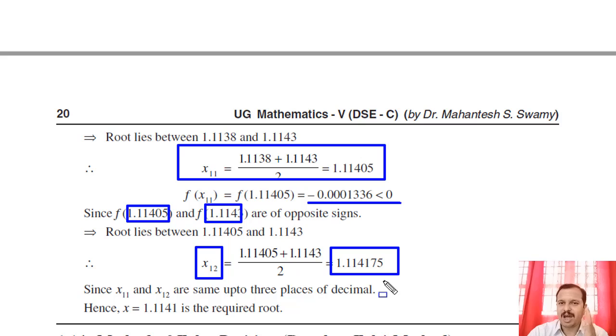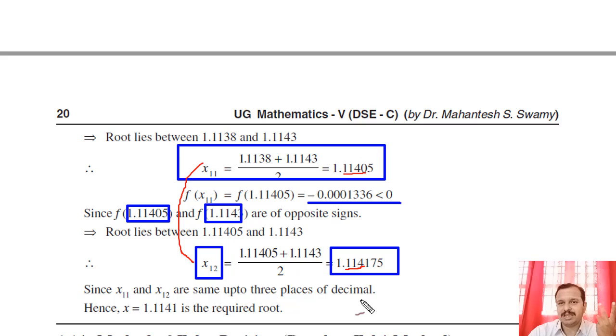x12 is now turning out to be 1.114175. Now please observe, up to 3 places of decimal, the answers which we got in 2 consecutive iterations are the same. The 2 consecutive answers are x11 and x12. x11 is 1.114, x12 is also 1.114. Up to 3 places of decimal, both are exactly the same. So we can say that x11 and x12 are the same up to 3 places of decimal. Therefore, the solution which we obtained is correct to 3 decimal places.